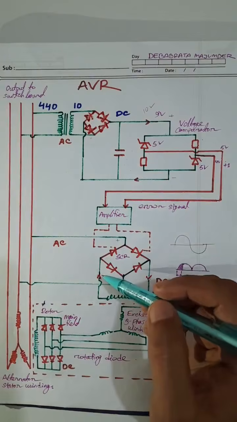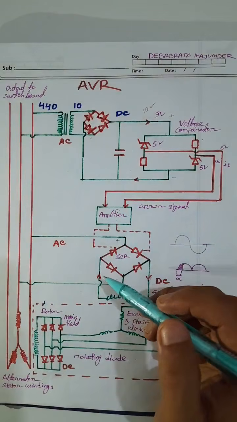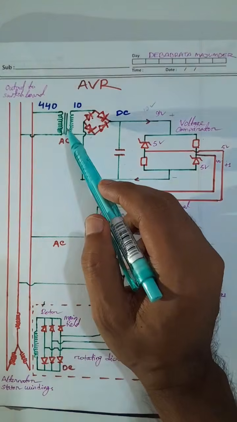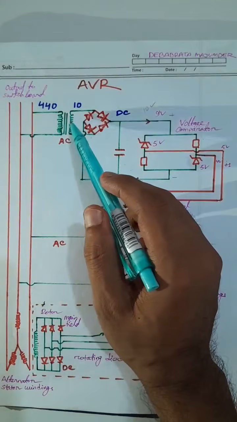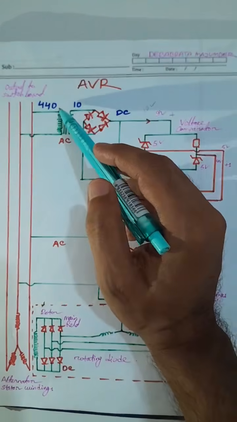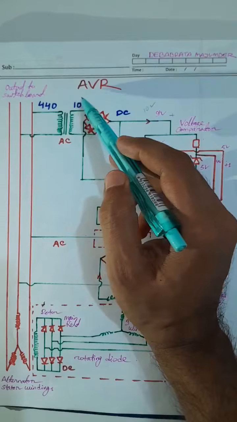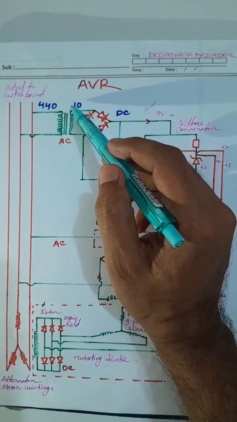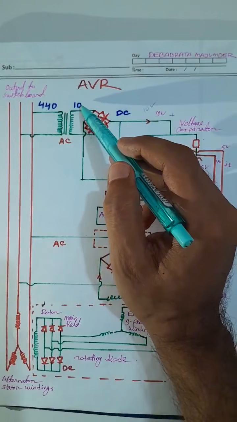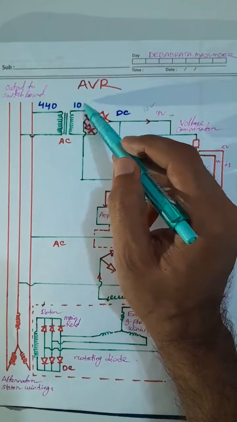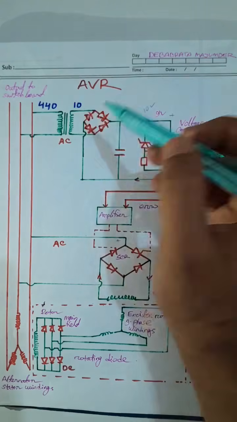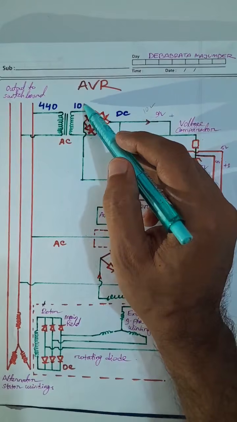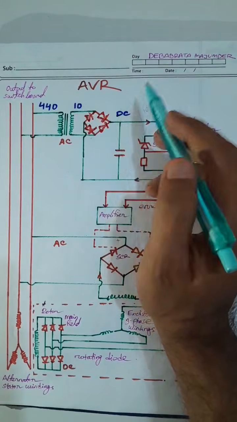So now we will describe the basic operation of AVR. This transformer is a step down transformer. So we know the principle of a step down transformer. Here it is constructed in such a way that the output will be 10 volts AC, and this bridge rectifier will convert this 10 volts AC to 10 volts DC.